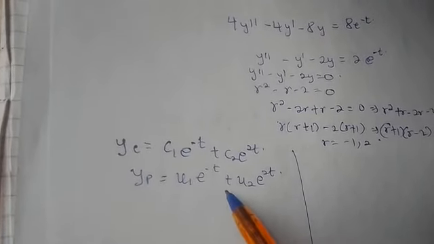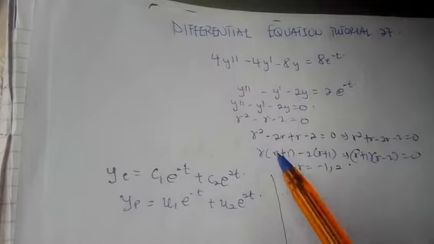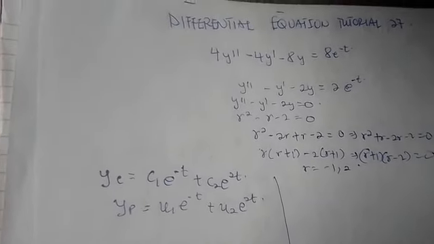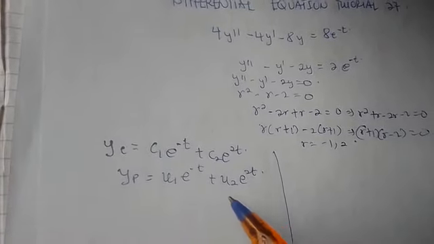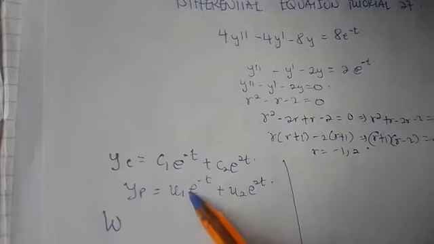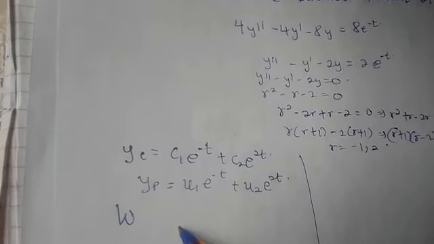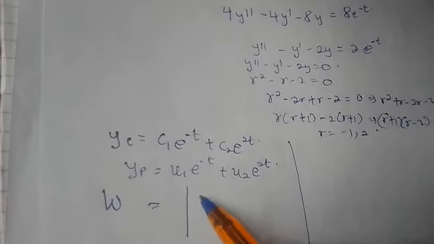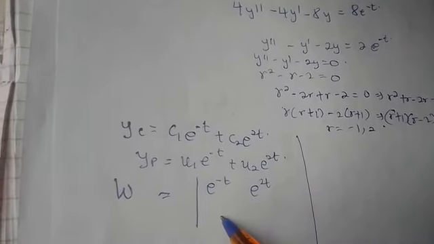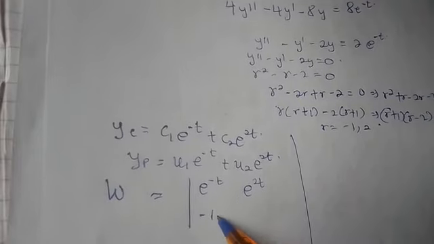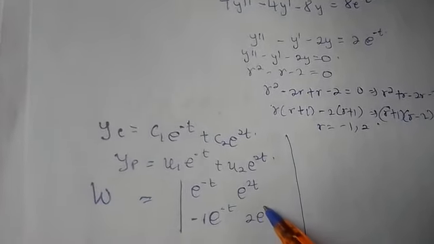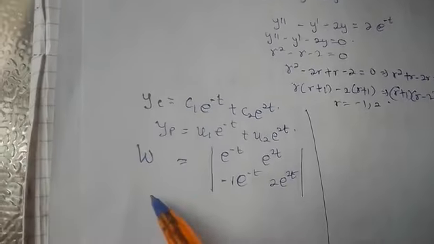Whenever you have a solution, you have to differentiate it so that it satisfies this equation. When you do that, you are left with a system of equations which you solve using Cramer's rule. So we move on to find the Wronskian of the coefficients of u1 and u2. You just take the determinant here, e^(-t), e^(2t). Differentiating, I get -e^(-t) and 2e^(2t), like this.